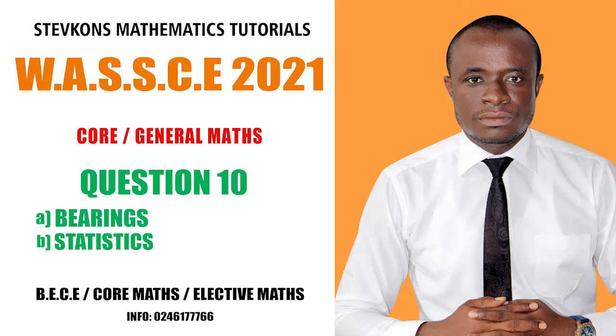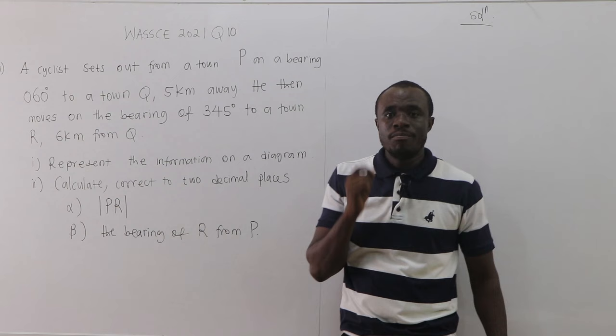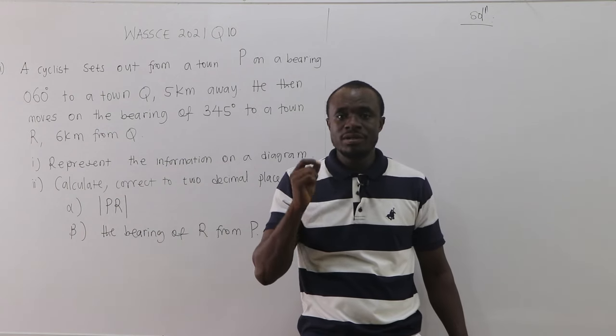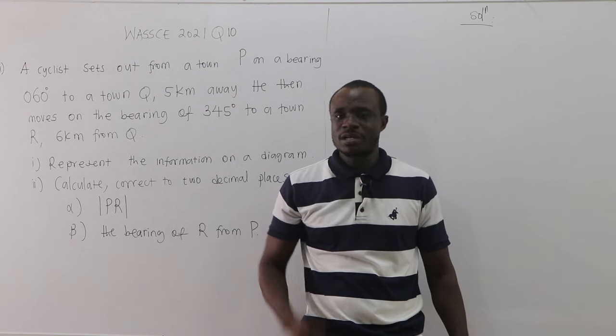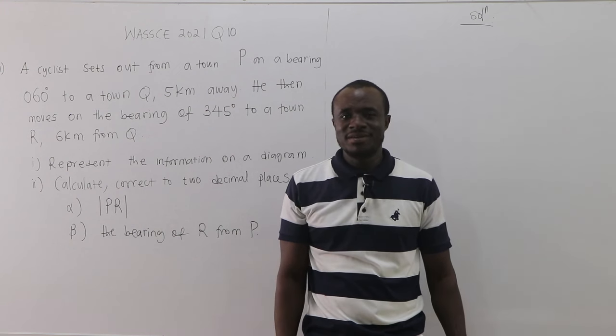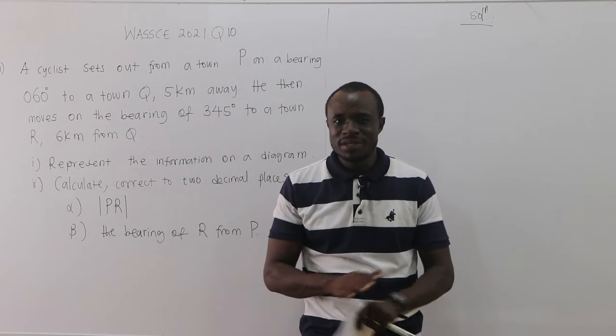Now let's consider this question. That is WASSCE 2021, question number 10. The A is on bearing. Bearing is a very, very easy topic in general or core mathematics. I don't know why students say that bearing is very, very challenging. It is very, very easy.